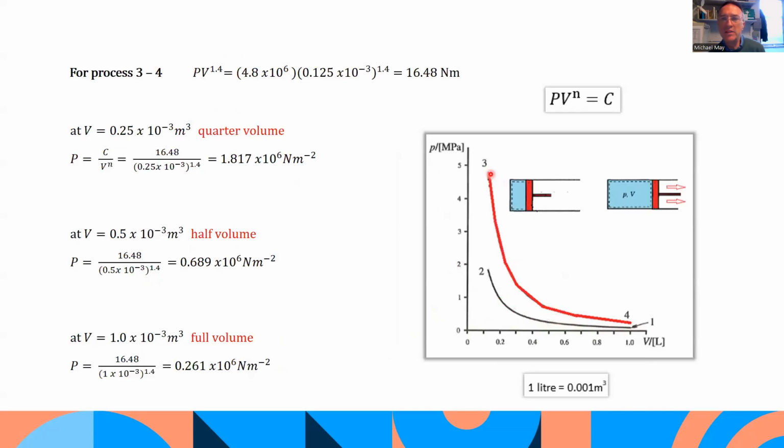And we do the same with the second polytropic process between states 3 and 4. We have our polytropic equation. We have the pressure at this point, we know that, and we know the volume.